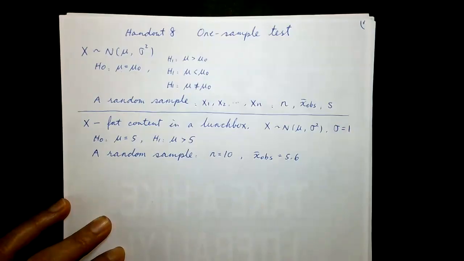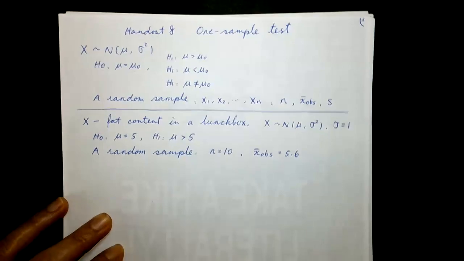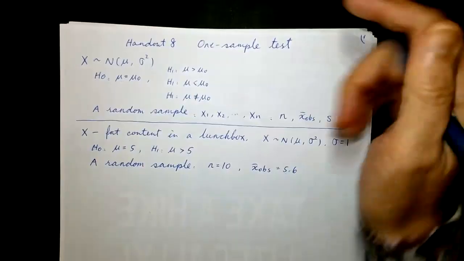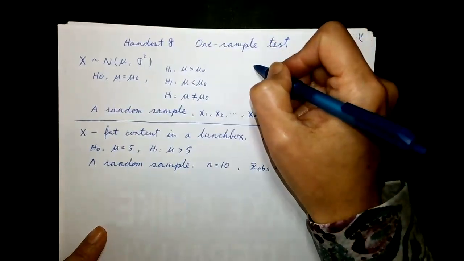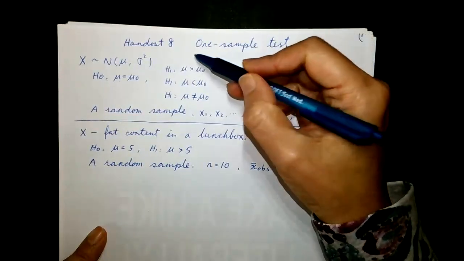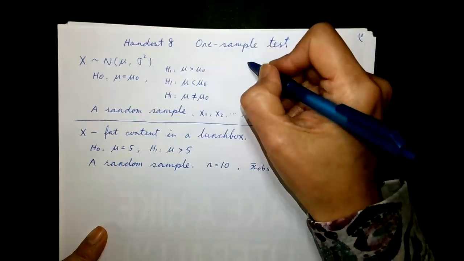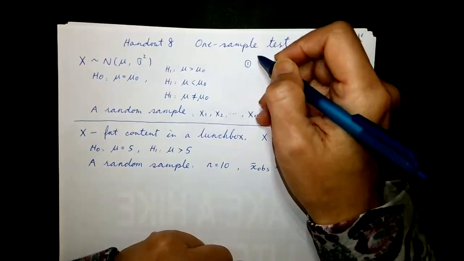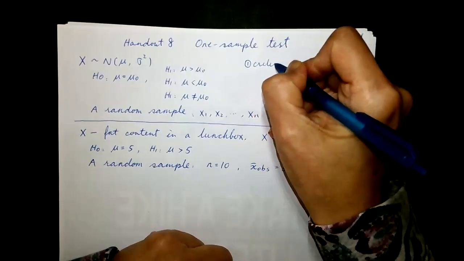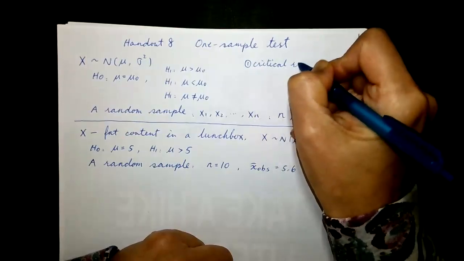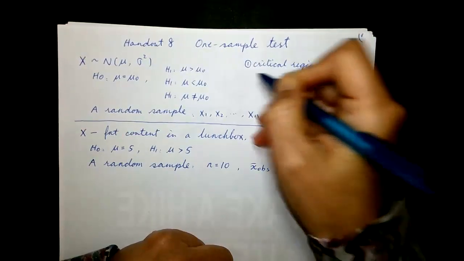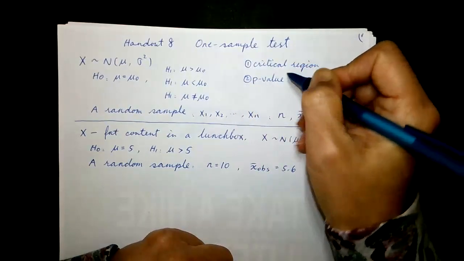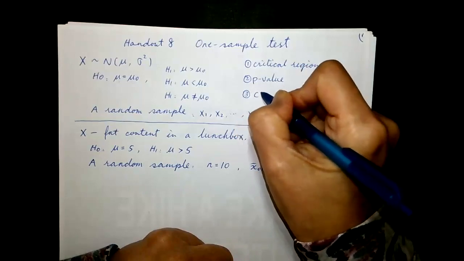Let's first use the critical region method. I write a small list of bullet points here. For both Handout 8 and Handout 9, we have 3 methods. In any hypothesis testing, there are 3 methods. The first one is called the critical region method. The second one is the p-value. Today, I want to cover these two. The third one is the confidence interval.